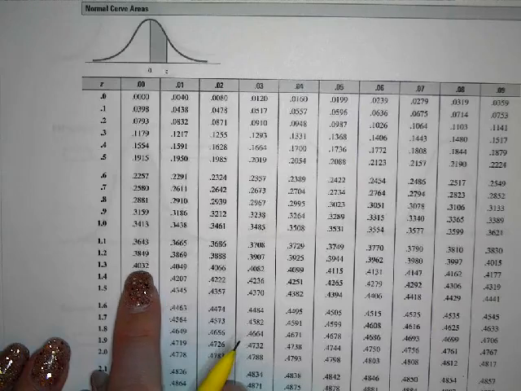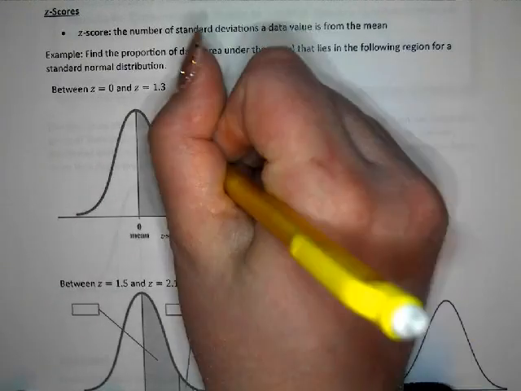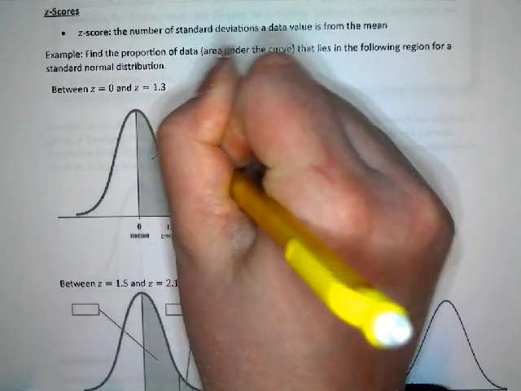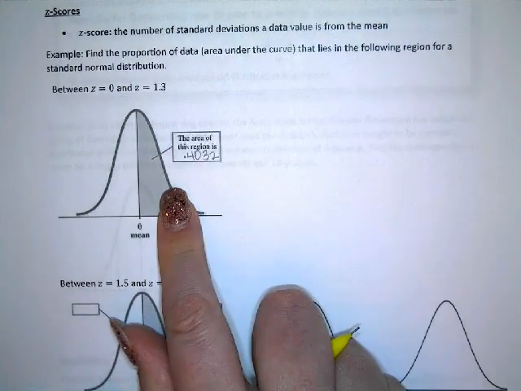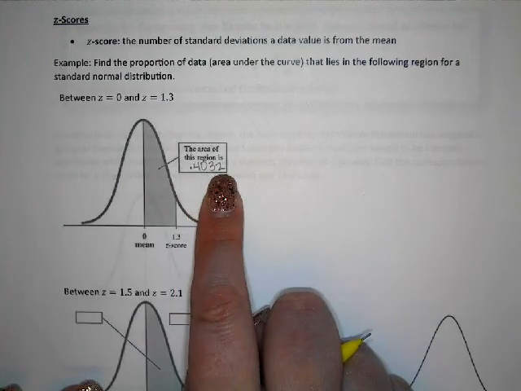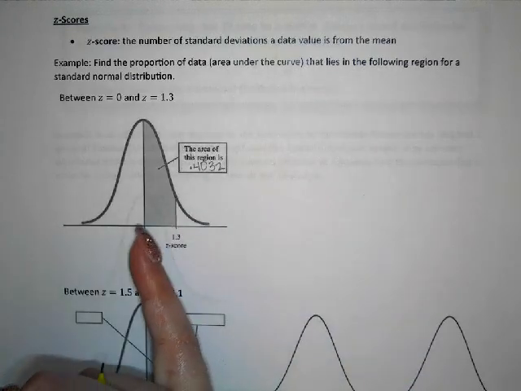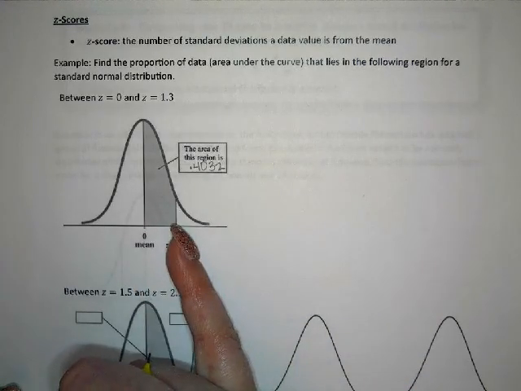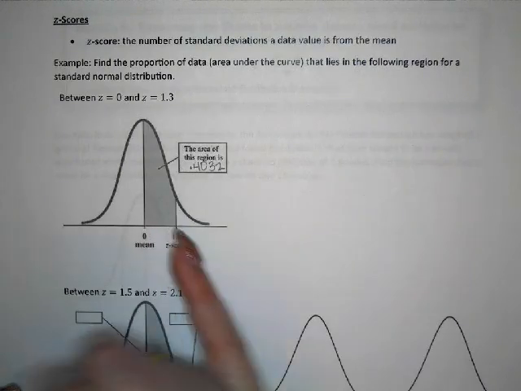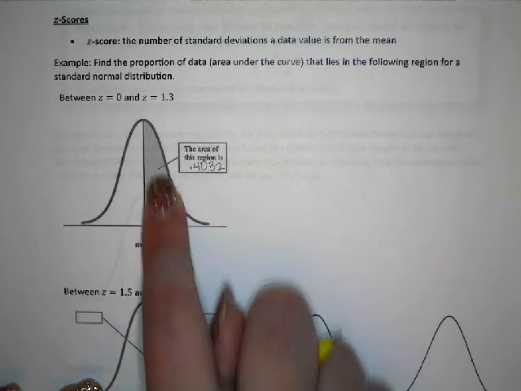And so the z-score gives us a probability of 0.4032. So for whatever data set this is describing, 0.4032 is the proportion of the data that falls between the mean and a z-score of 1.3. That's how much of the data falls there. So if you had a data value, this is the probability that your data value is between those two z-scores.